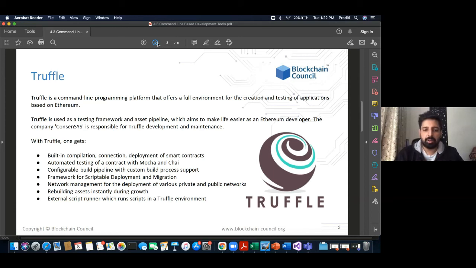Network management for deployment of various private and public networks, rebuilding assets instantly during development, and an external script runner which runs scripts in a Truffle environment.